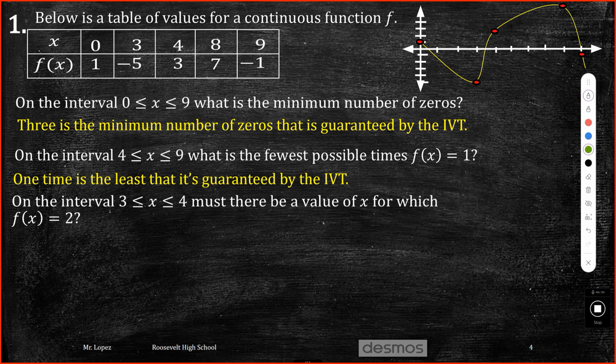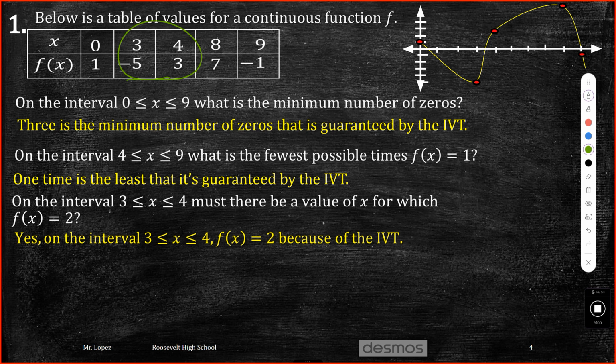So on the interval 3 to 4, must there be a value of x for which f of x is equal to 2? Let's see, from 3 to 4. Is 2 between negative 5 and 3? Yes, it is. On the interval x greater than or equal to 3, less than or equal to 4, f of x equals 2 because of the intermediate value theorem. It is between f of 3 and f of 4.